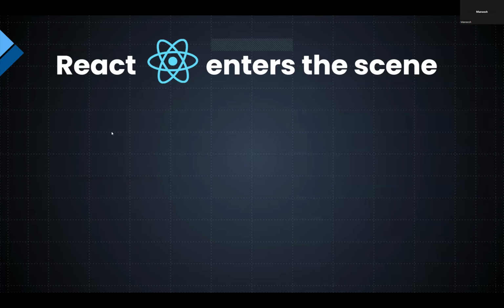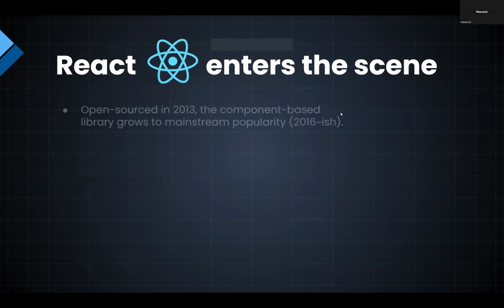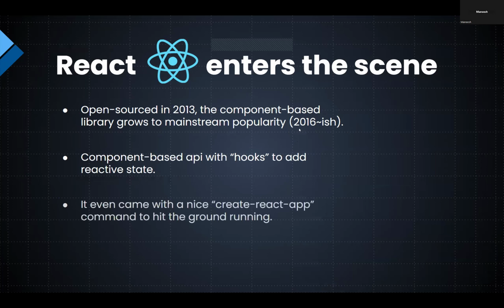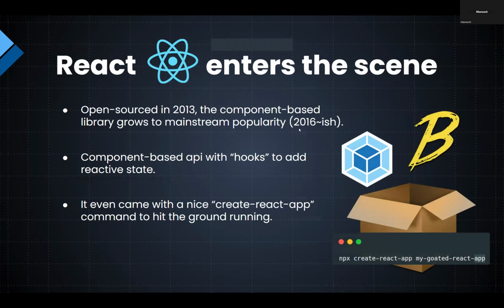But something happened. In 2013, Facebook open sourced their React library, right? And it started growing in popularity until eventually becoming mainstream around 2016-ish. A lot of people really liked it because it was a very powerful component-based API way of building really rich interactive user interfaces, right? It had hooks, state management, reactivity, and it also had a really quick way of getting up and ready with a React app without having to deal with the complexities of Webpack and Babel. It was npx create-react-app.